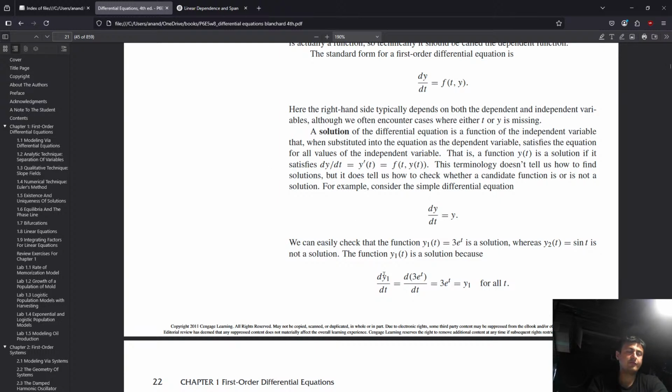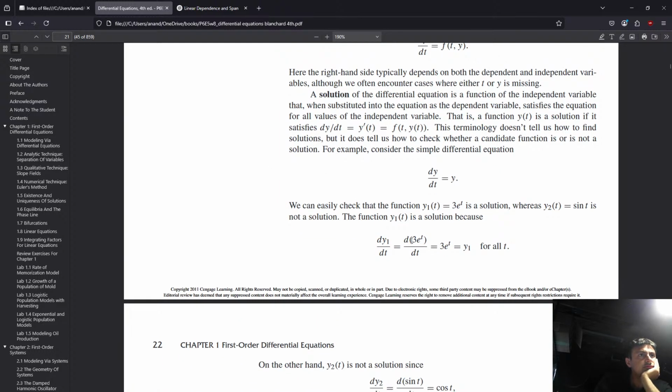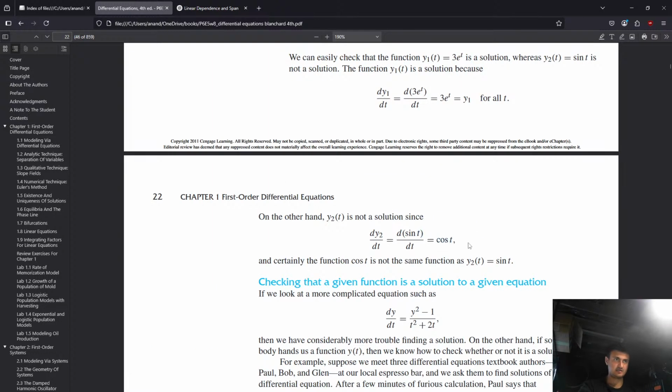So then this is equal to dy/dt, and it's equal to y. So it works.